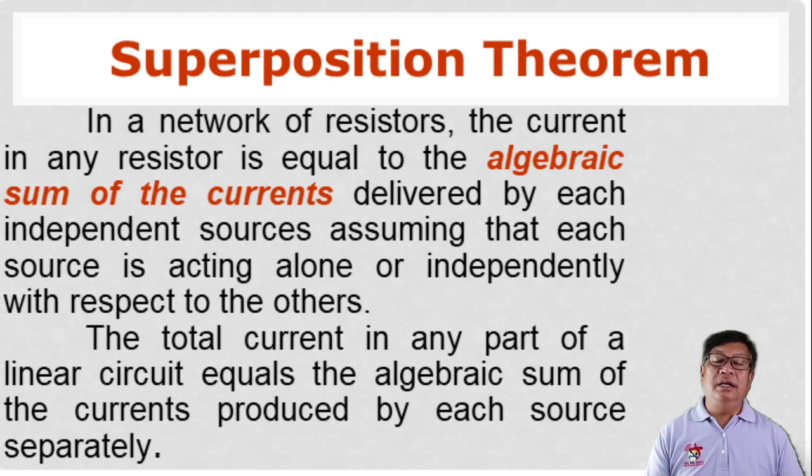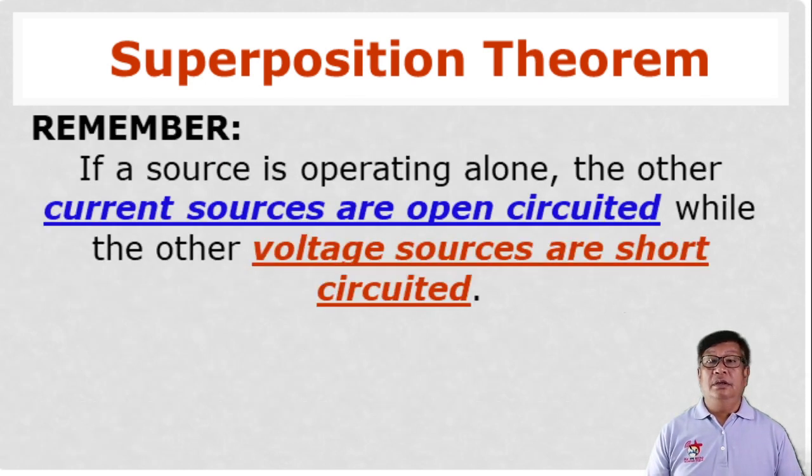The current in any resistor is equal to the algebraic sum of the currents delivered by its independent sources, each source acting alone or independent with respect to the others. The total current in any part of the linear circuit equals the algebraic sum of the currents produced by its sources. Okay, so remember this one for superposition theorem.